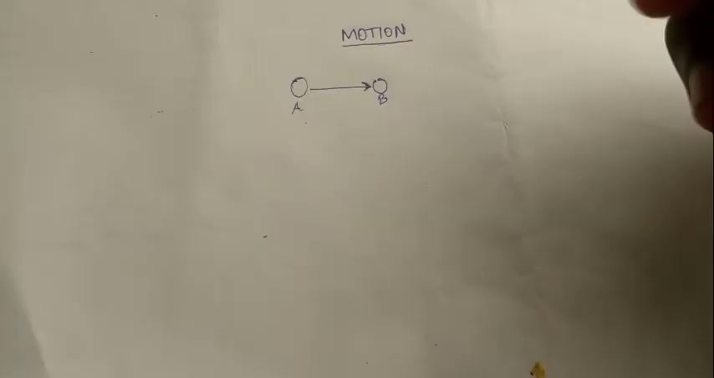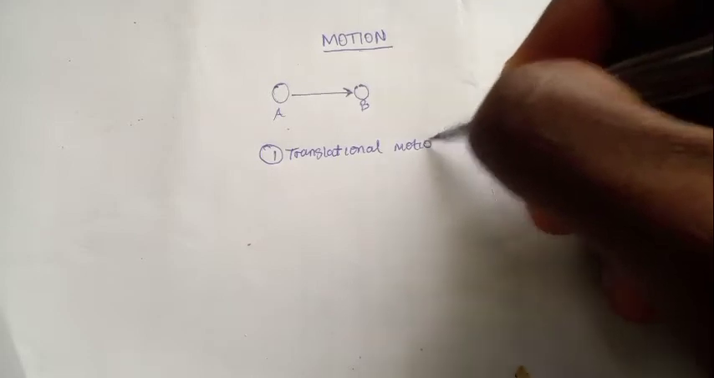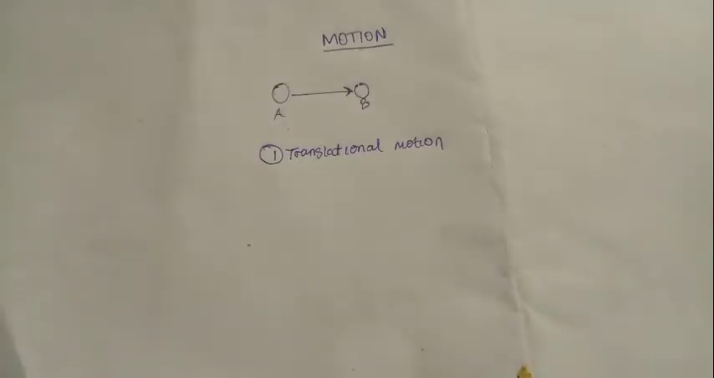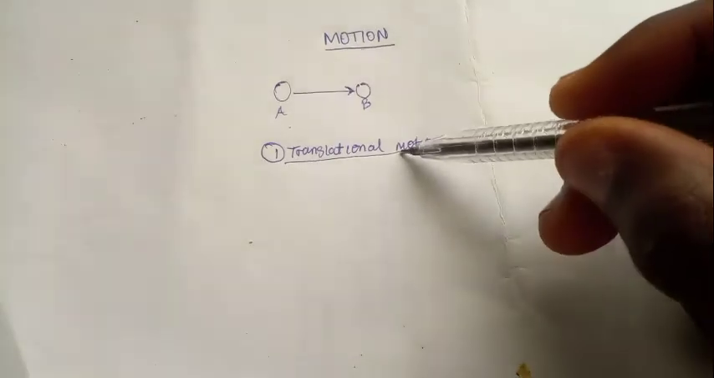The first type of motion I will talk about is called translational motion. Now, what is translational motion? Translational motion is the motion of a body moving in a linear path. You understand? It's the linear motion of a body. Most times, a body moving in a translational motion undergoes some other type of motion inside, but the general overview of the motion is translational.